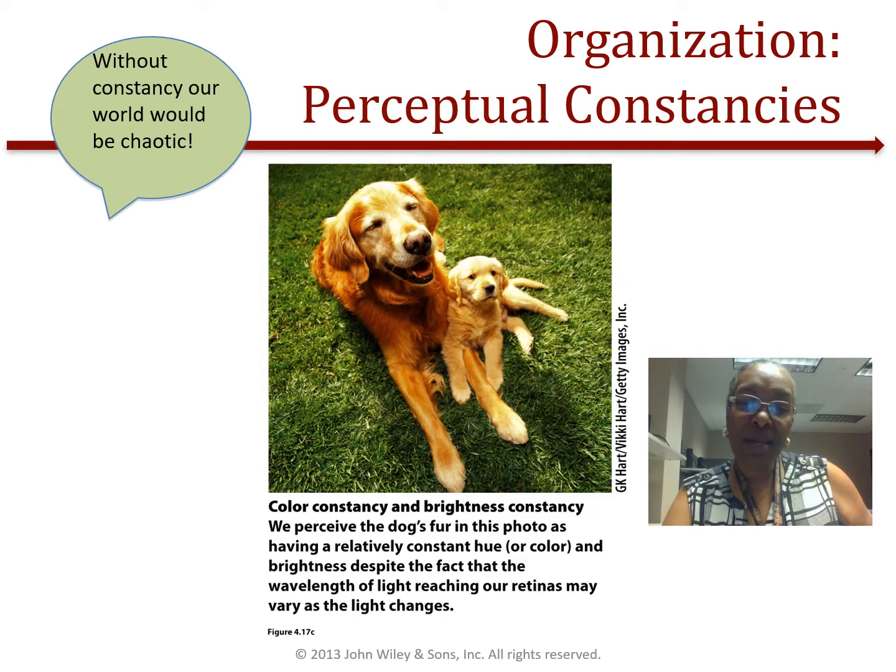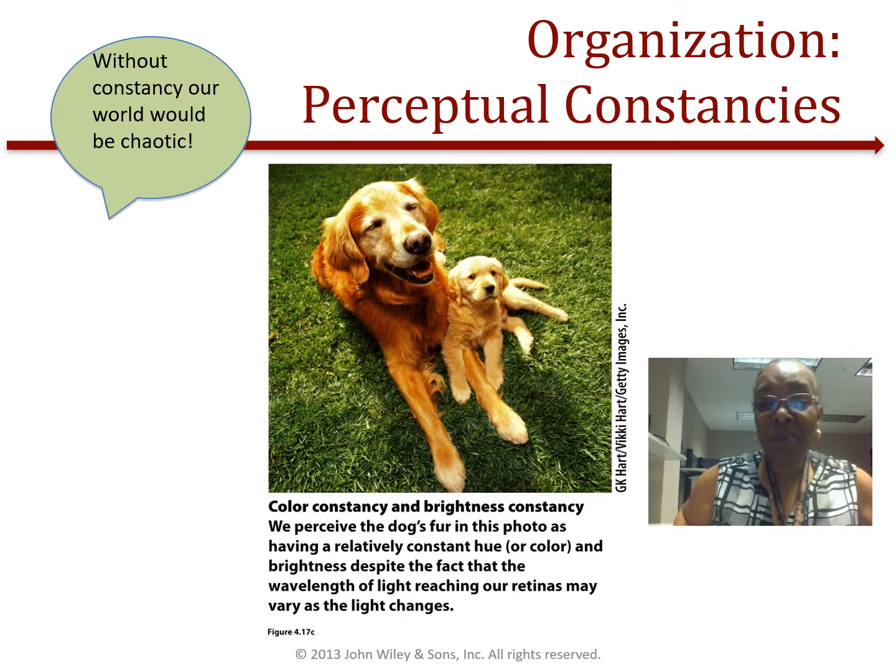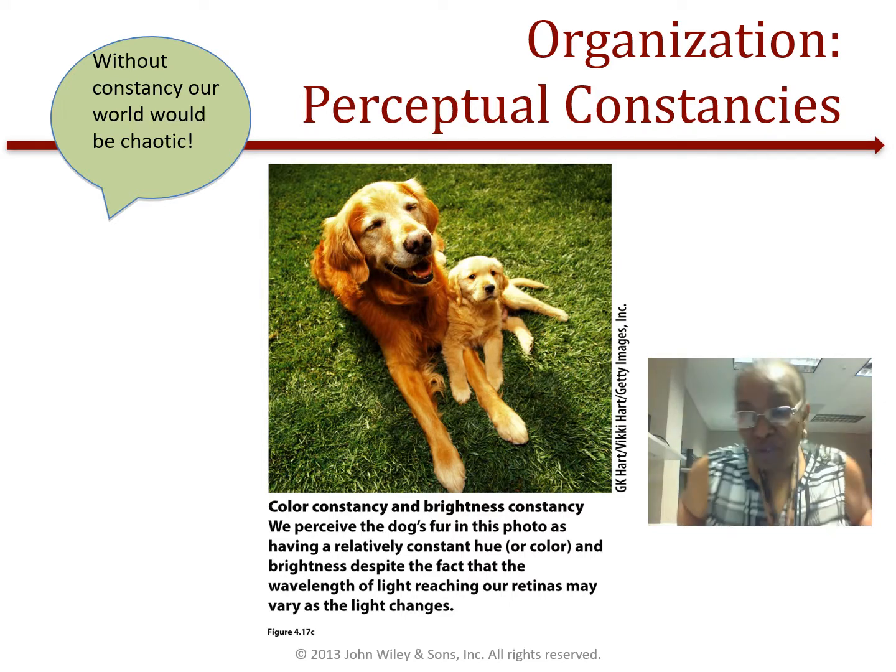Color constancy and brightness constancy is where we might look at two dogs and one looks darker than the other, and that's because of the hues of the lights and how the lights might be changing, but in reality the two dogs are the same color.